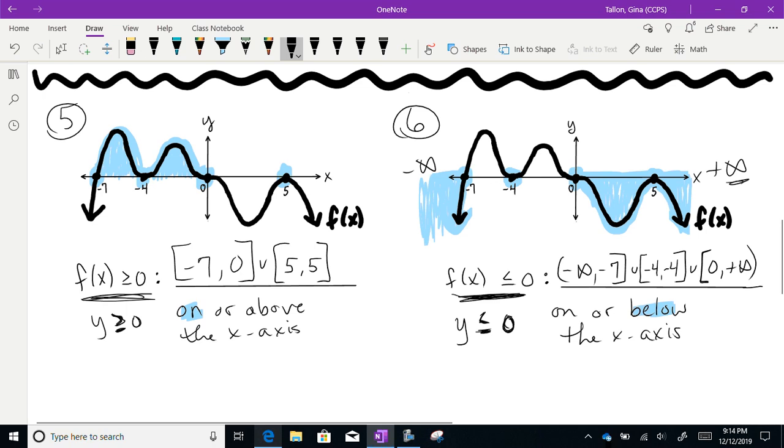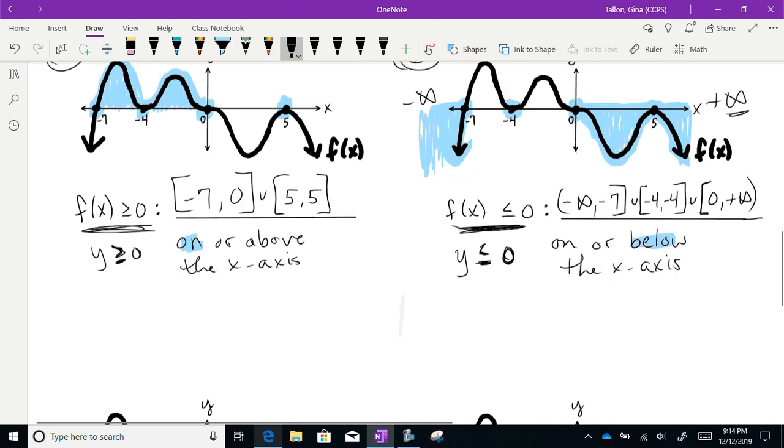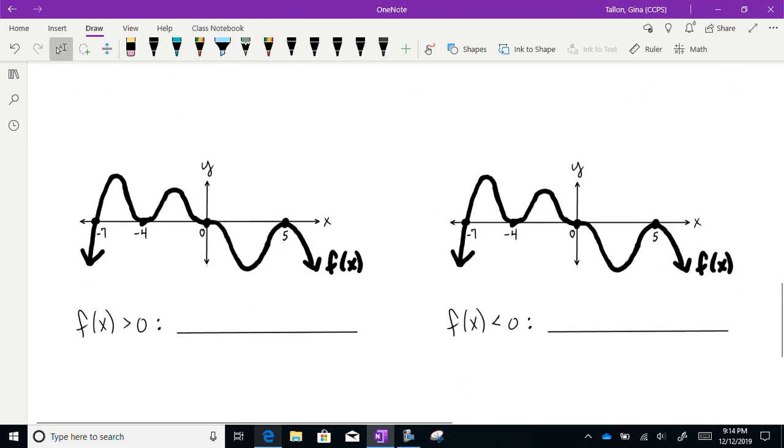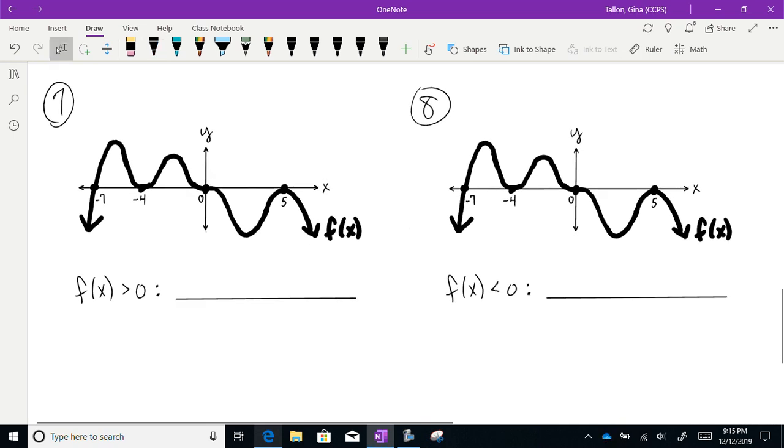So hopefully everything is making sense to you. I think it sounds pretty good. I'm going to go on to 7 and 8. Let's name them 7 and 8 first. Okay, this is question 7. This is question 8. Again, you can pause the video and try it all by yourself for a moment. Or not. You can come back to me.